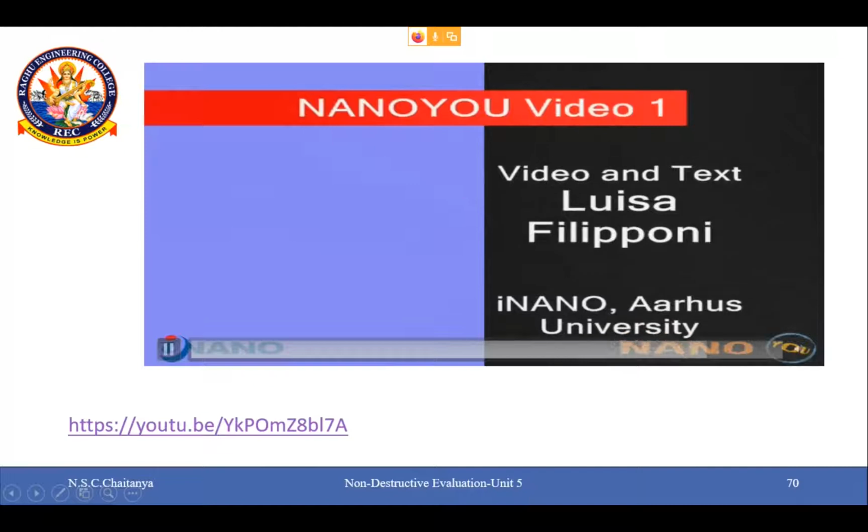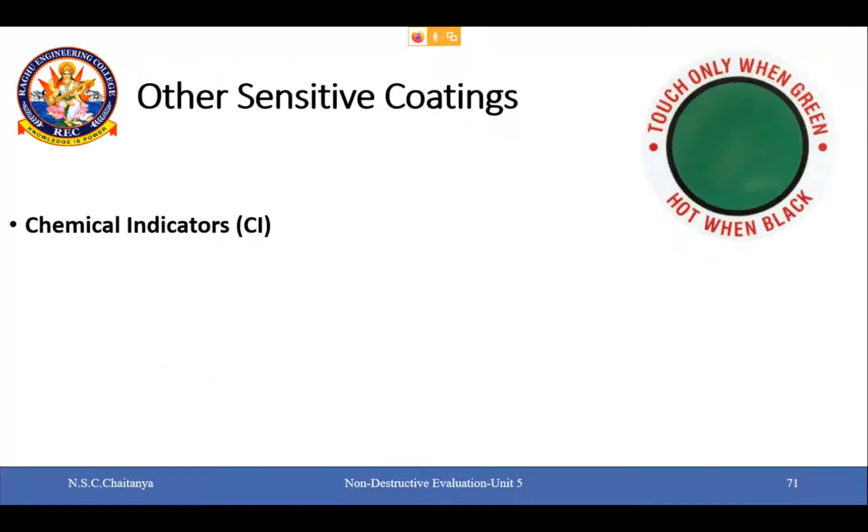Okay, we'll go to the next slide, slide number 71. So till now we have discussed heat sensitive paints, phase change paints, multiple component paints, temperature sensitive paints, and also liquid crystals. There are some other sensitive coatings also which we need to discuss. We'll do it a bit quickly because there are a number of slides we need to cover, and I'm in a hurry to complete this session today.